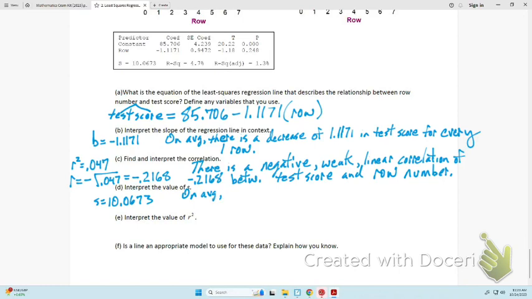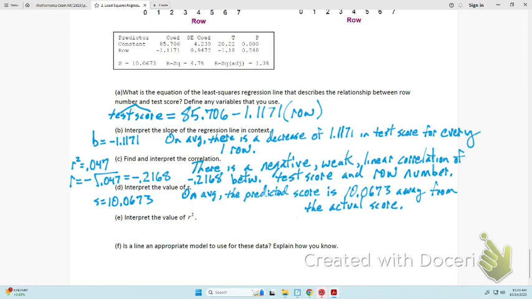So on average, my stylus is struggling to write on this screen. On average, the predicted score is 10.0673 away from or within the actual score. Because that's what a residual is, right? The difference between the two.